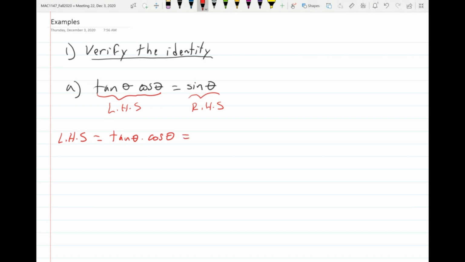Well, let's see. You will do that by using one of the identities, okay? For example, we can use the fact that tangent is sine over cosine. So this is the same thing as sine over cosine times cosine. And now it becomes pretty simple. We see that the cosines cancel out. So indeed, we get sine of theta, which is the right-hand side. So we're good. No matter what theta is, if you do tangent times cosine, you will always get sine. Do you understand this?